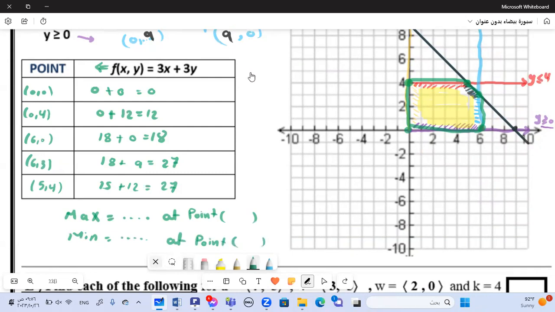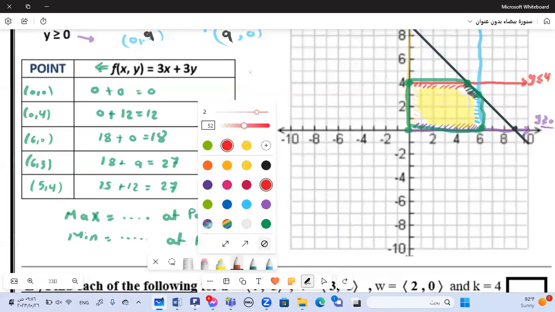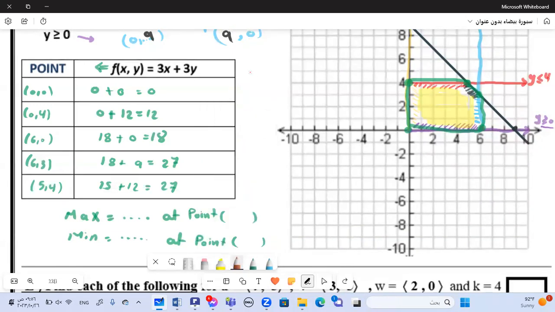Okay, complete it so you don't forget. The maximum is 27 at the point 6, 3 and 5, 4. I will write only one to remind you, but if we have 2 points we should write: at the point 5, 4 and point 6, 3. This represents the maximum.